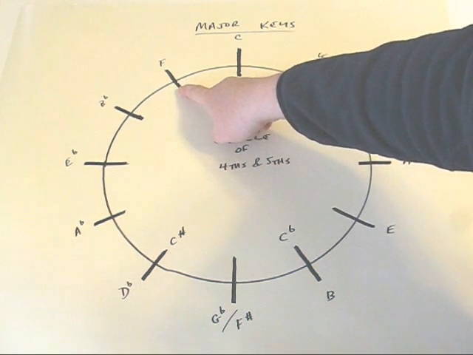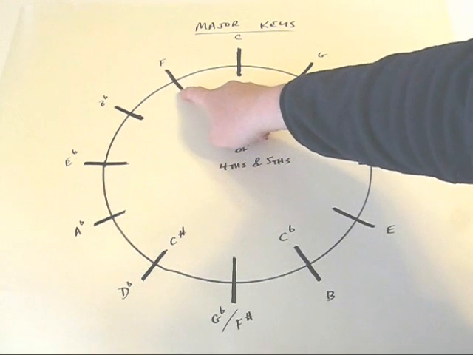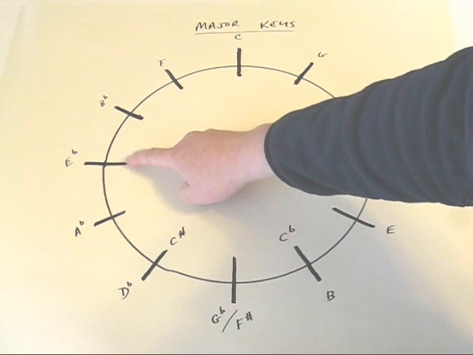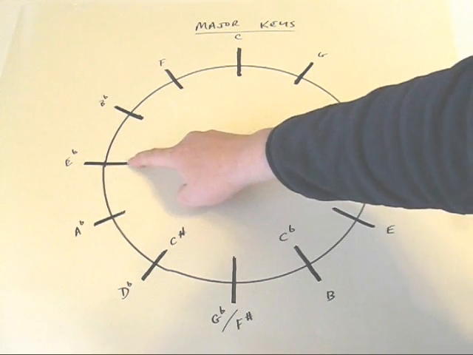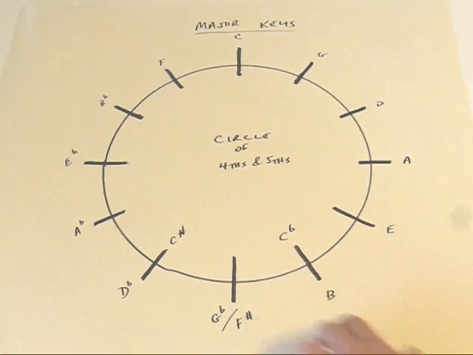One example, F. The perfect fourth of F is B flat. The perfect fifth of F is C. The perfect fourth of E flat is A flat. The perfect fifth of E flat is B flat. So you could sit and analyze that, and you can memorize your fourths and fifths from that, obviously, but there's a quicker, easier way of doing it.